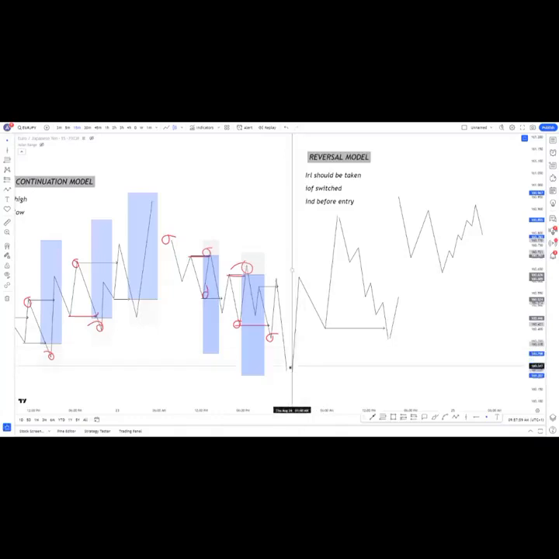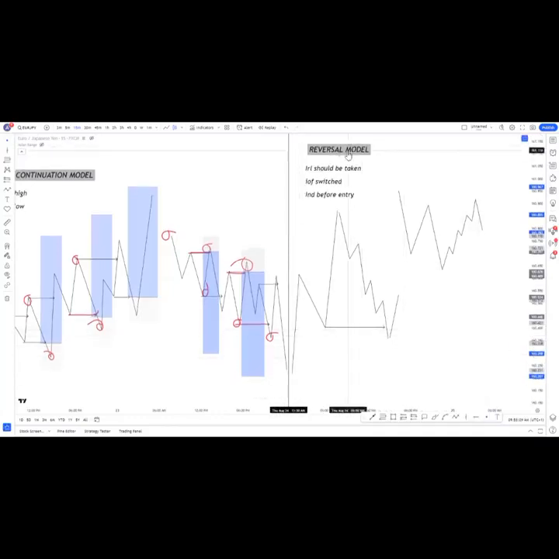Now, the reversal is a very complicated one. I once wrote a thread about reversal, which I'm going to be tagging under this video. Now, the reversal model is like you want to trade against a trend, and in the reversal model, you have to be very, very patient.